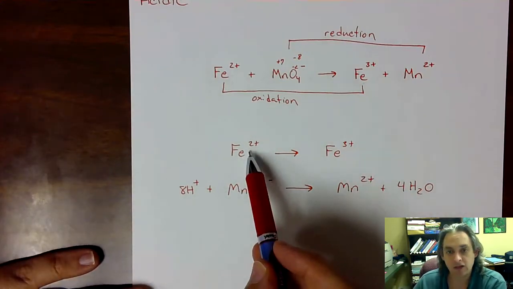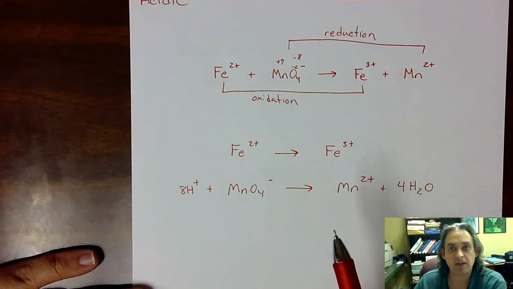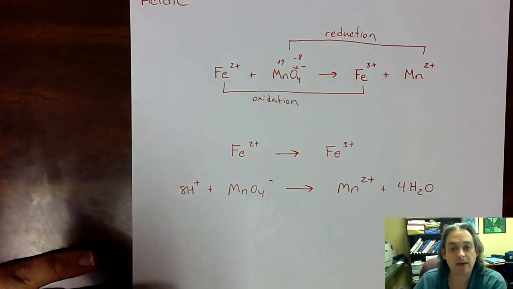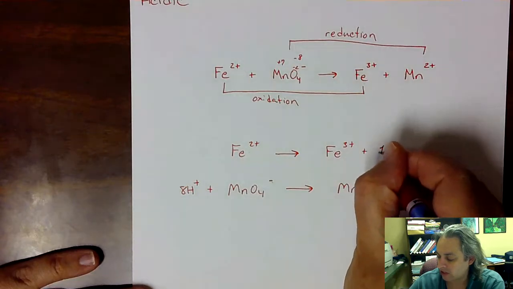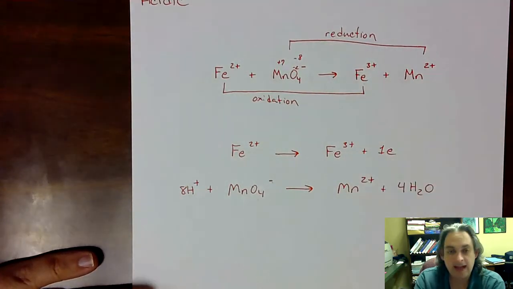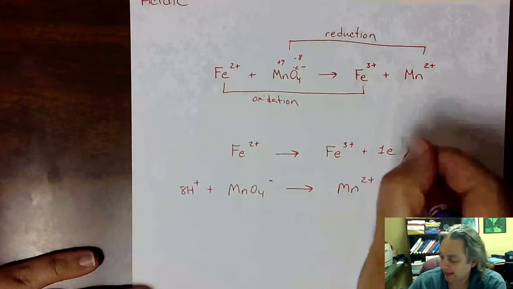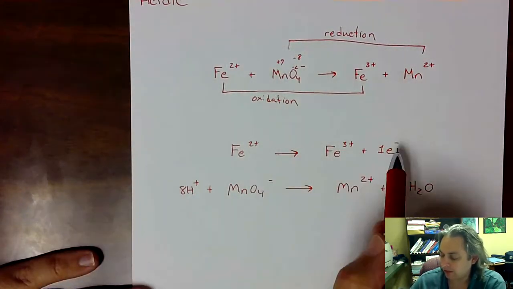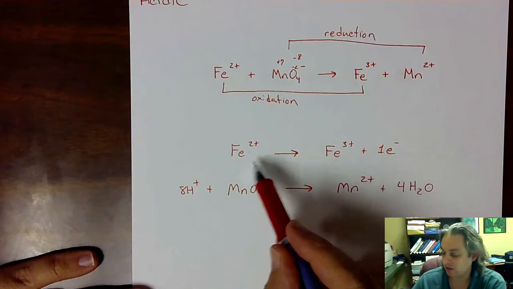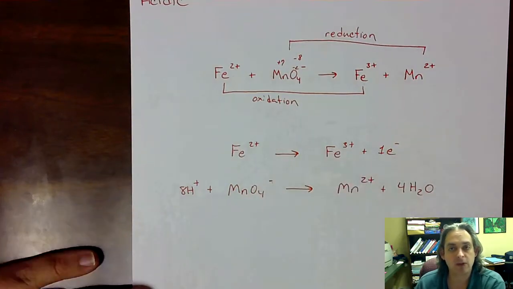Here we're going from a 2+ to a 3+. We need to balance out that charge by adding an electron. So we're going to add 1 electron to that half reaction. When we do that, our charge is now balanced. 2+, 3+ minus 1 gives us 2+. So our charges are balanced on both sides.